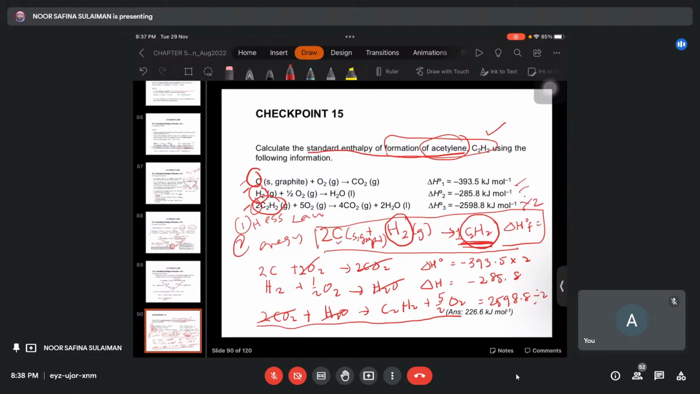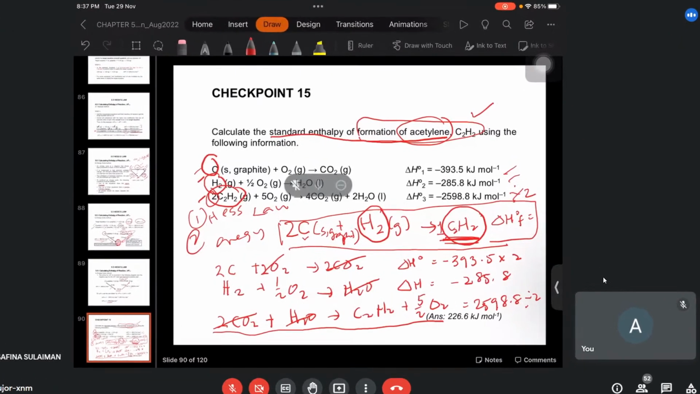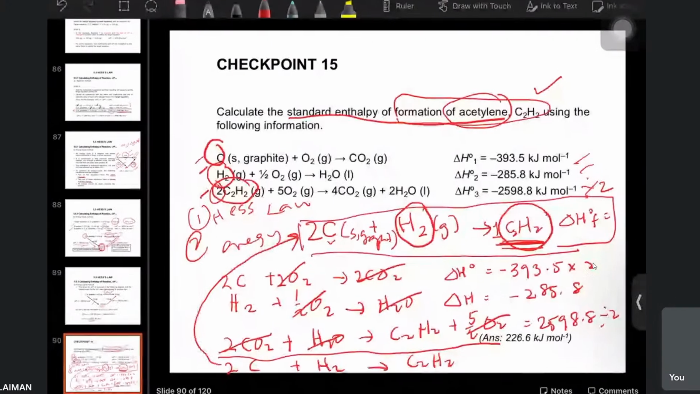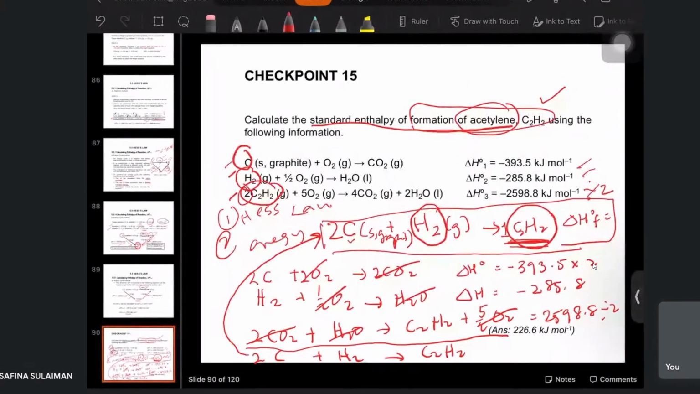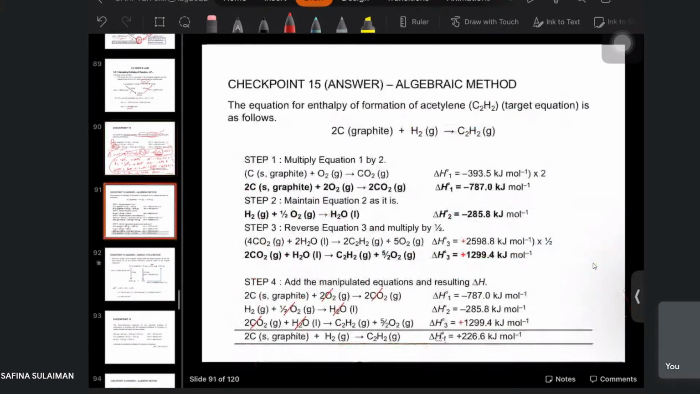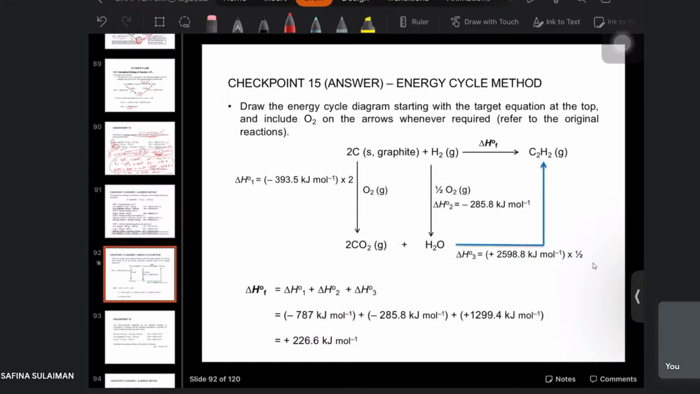So kita ada 2C plus H2 produce C2H2. Sama tak dengan kita punya target equation? Sama. So nak dapatkan berapa data H0 reaction dia, you tambahkan ni semua dan you akan dapatlah nilai dia berapa. Okay? Boleh? Boleh, madam. Okay, second method kita guna apa?